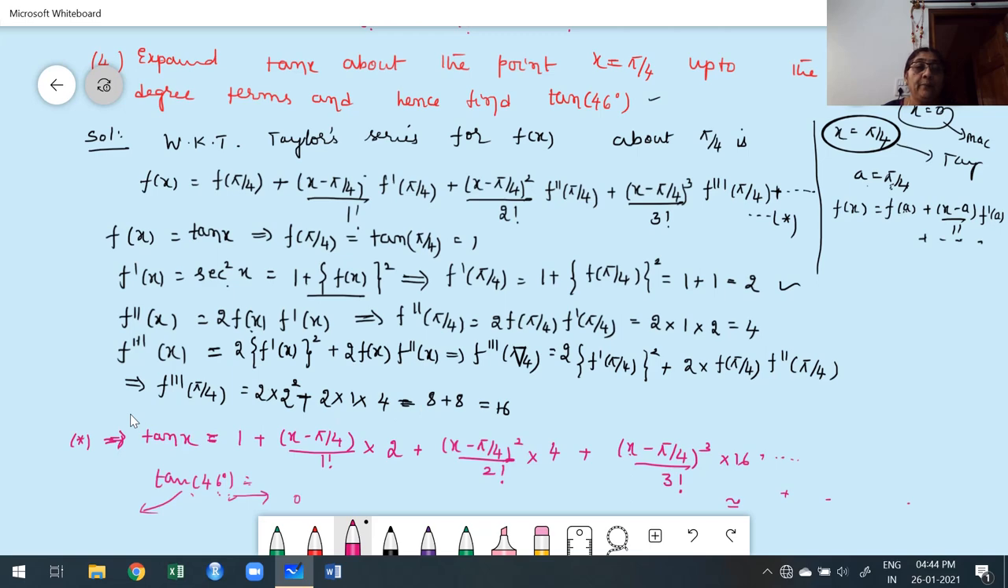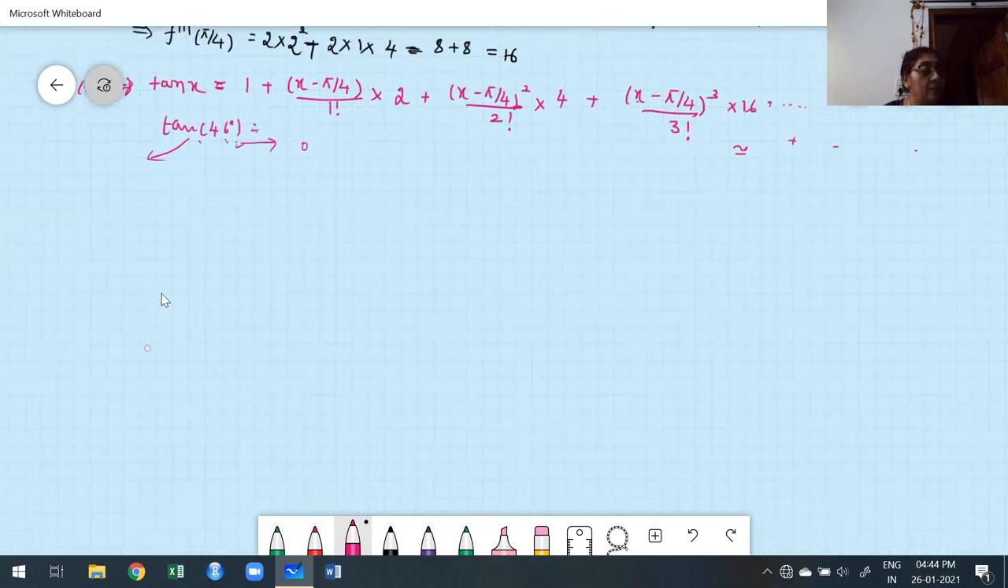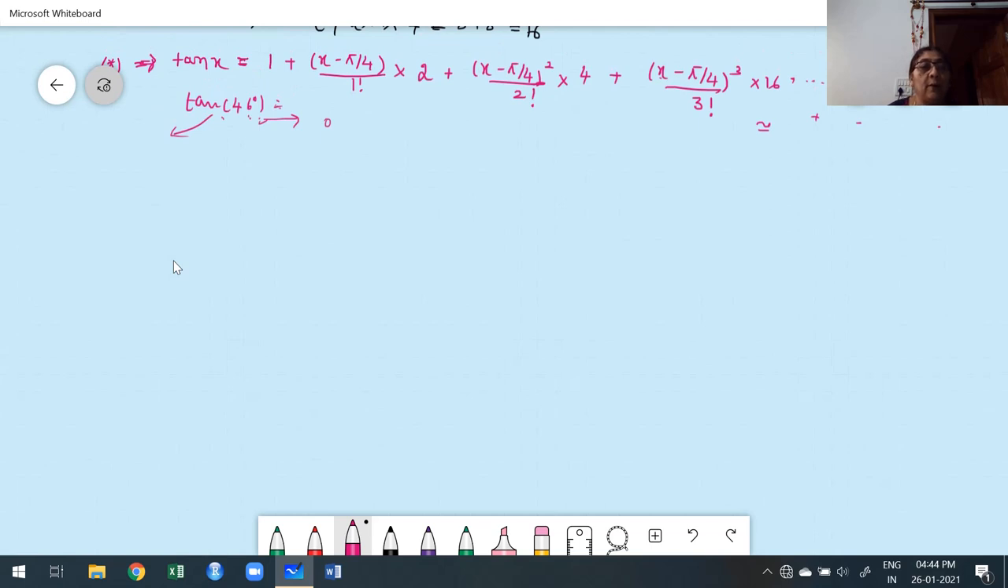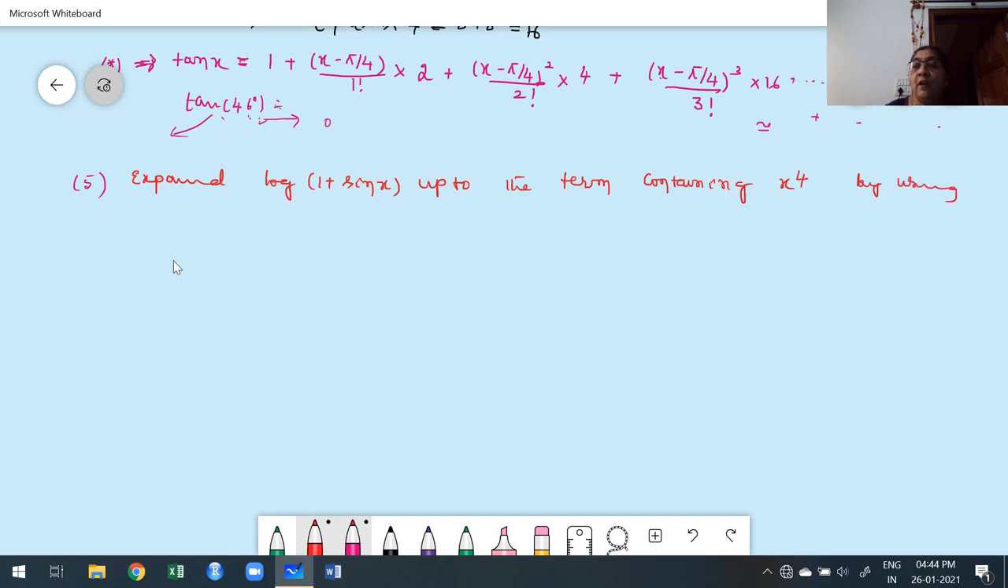Okay. Yeah, next problem. The fifth problem, expand log of 1 plus sin x up to the term containing x to the power of 4. By using what actually can I expand up to the term containing x to the power of 4? By using which series? Maclaurin series in powers of x.